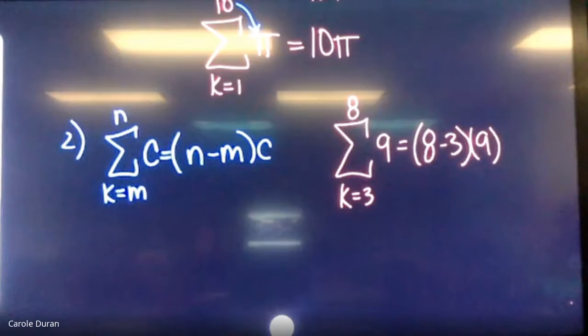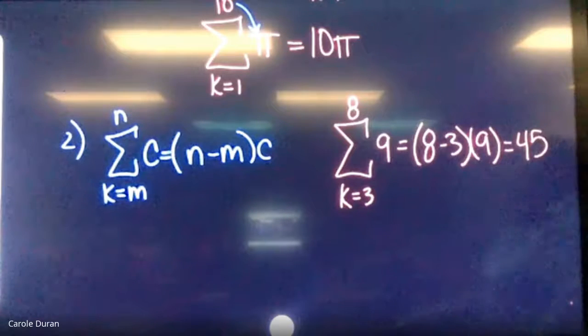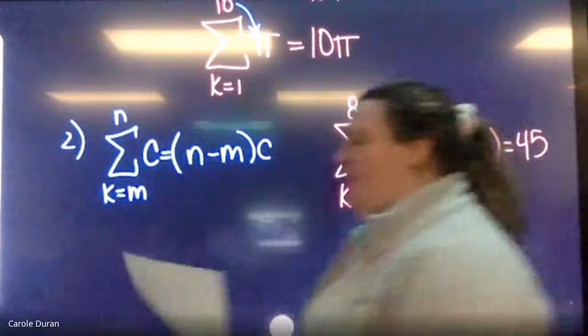That's definitely 45. 8 minus 3 is 5. 5 times 9 is 45. Are we all okay with that for the most part? Anybody confused? Okay, so now let's look at a couple other theorems.